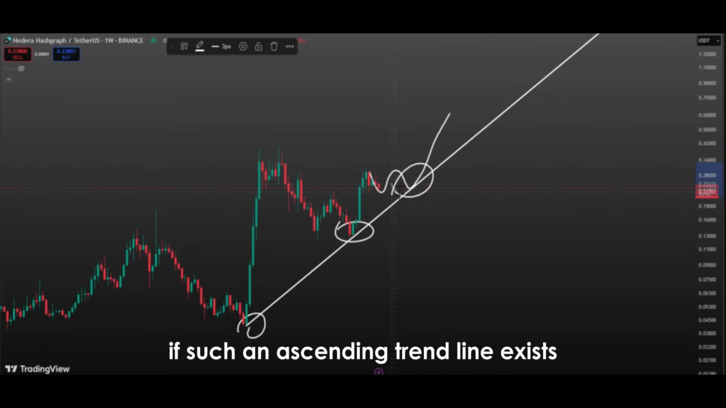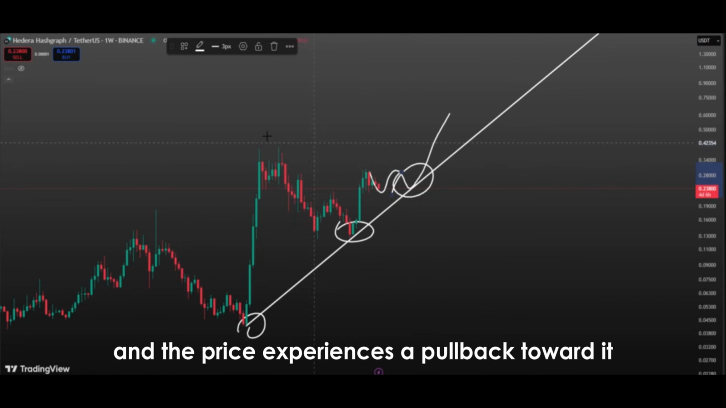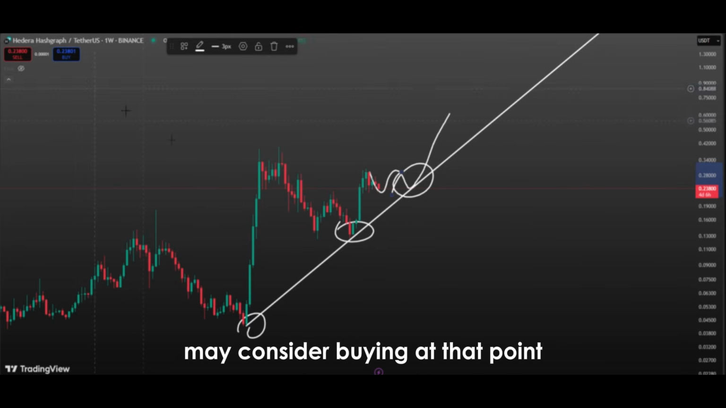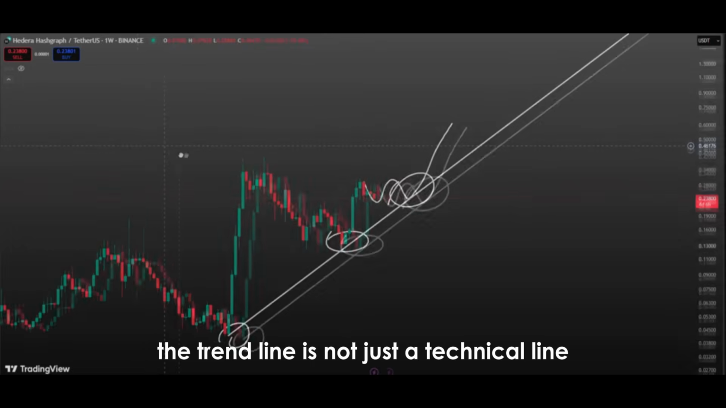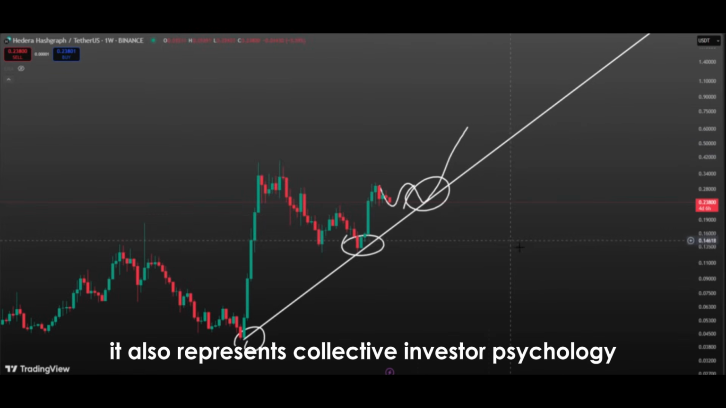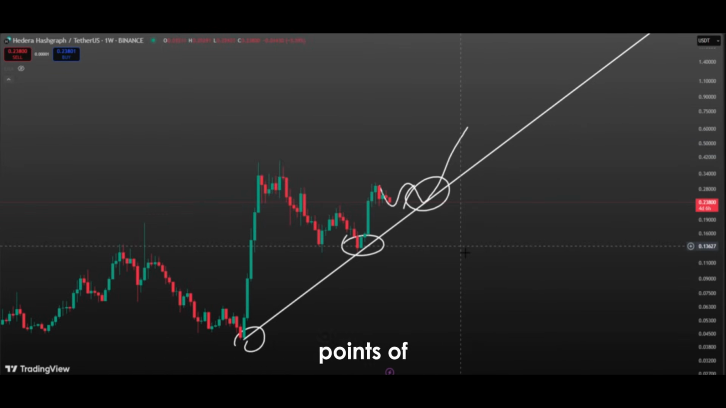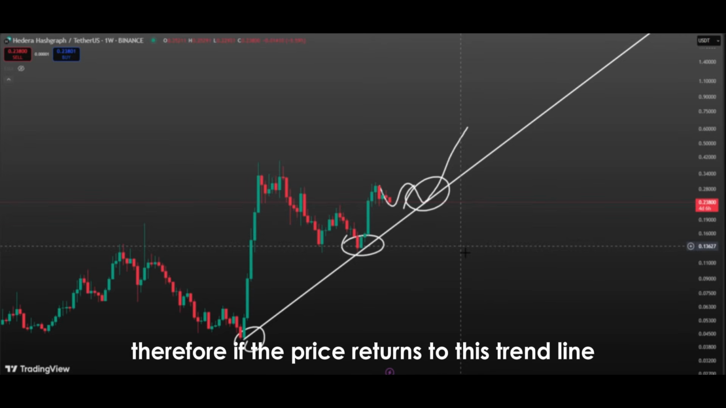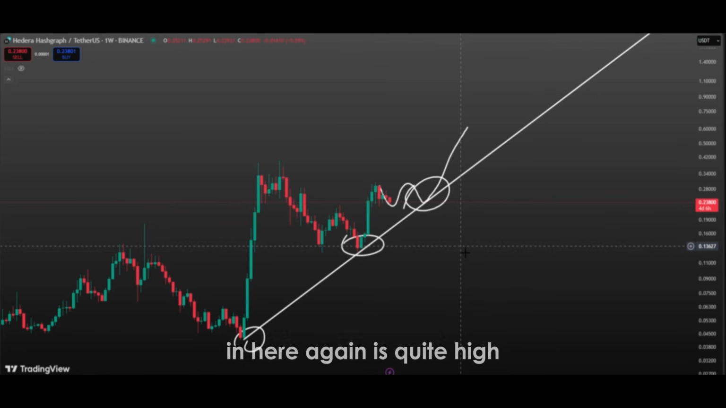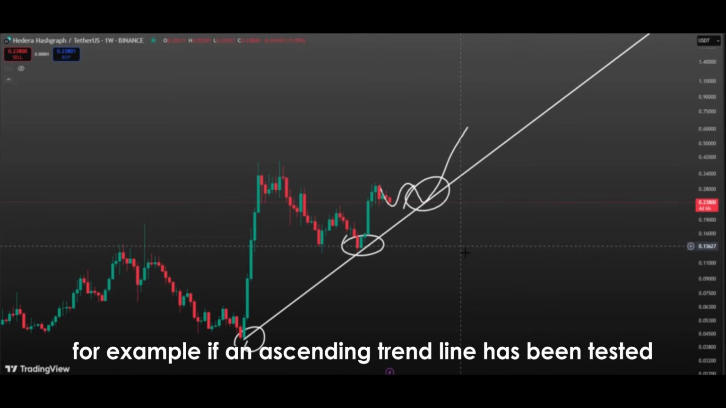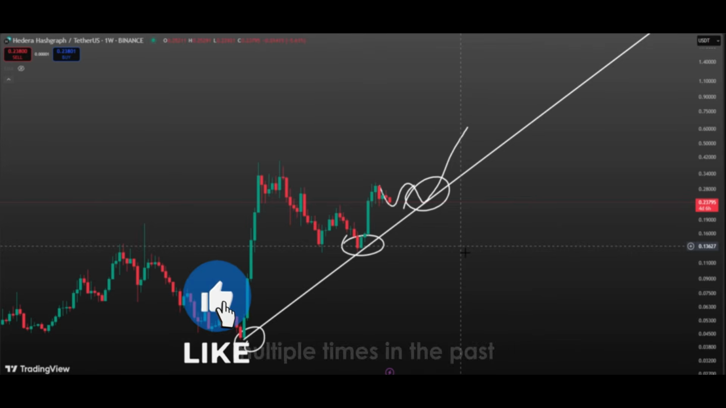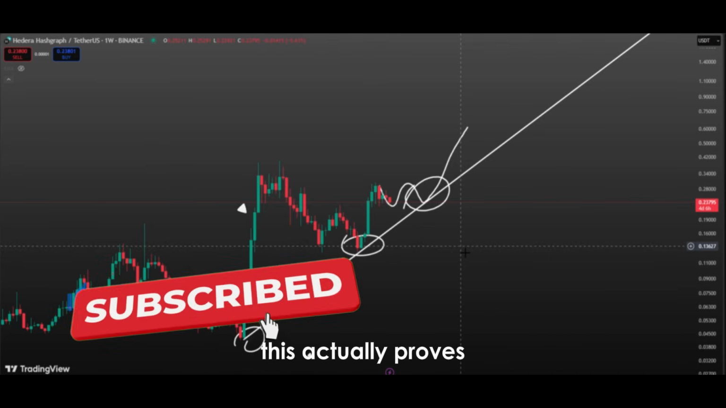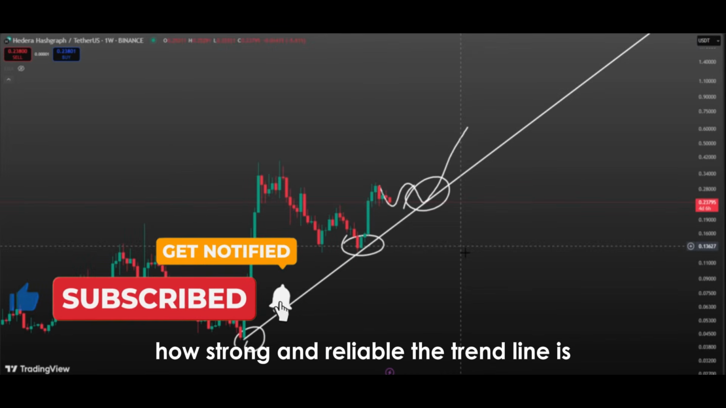If such an ascending trend line exists and the price experiences a pullback toward it, a significant portion of market participants may consider buying at that point. The trend line is not just a technical line, it also represents collective investor psychology, points of confidence, and previously tested levels. Therefore, if the price returns to this trend line, the likelihood of the market reacting here again is quite high. For example, if an ascending trend line has been tested multiple times in the past and the price has bounced upward each time, this actually proves how strong and reliable the trend line is.